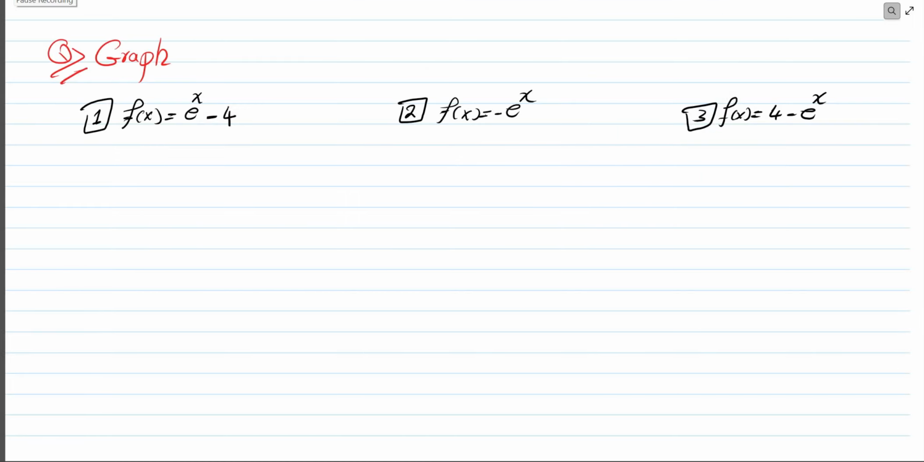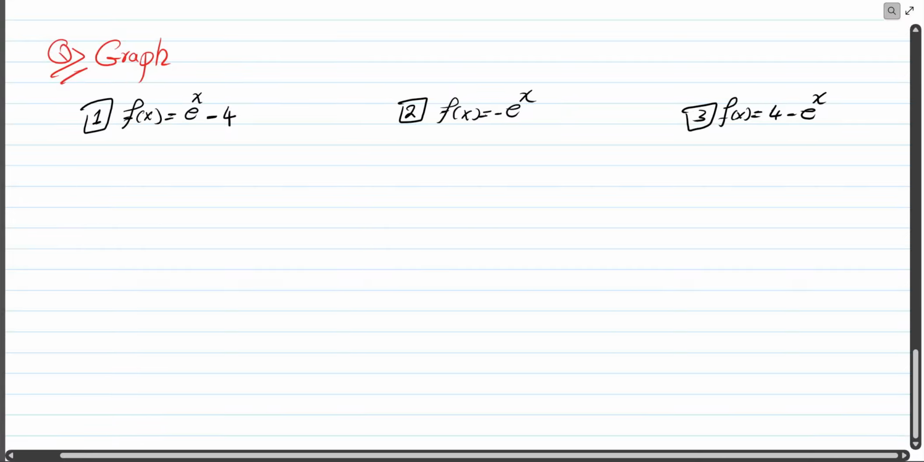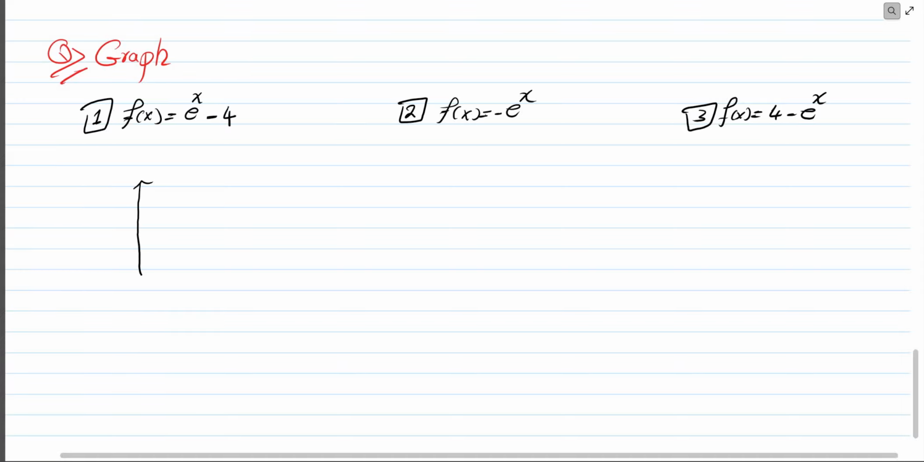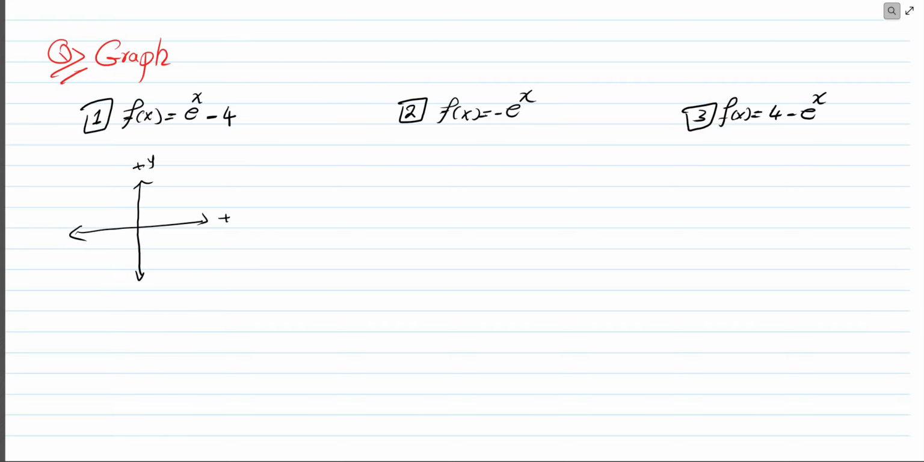Dear students, let's understand more about the graph. You have three functions in front of you here: e power x or e exponential minus 4. This is the first function. How to graph this type of function? It's very easy students. All you need to do is this: here is a coordinate plane, this is y positive, this is x positive. First of all, graph these functions. First one we have f of x equals e to the x minus 4.